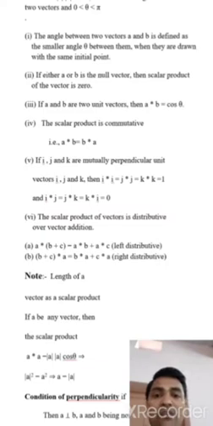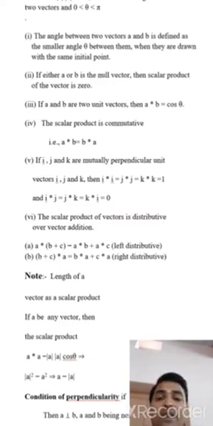Okay, now next, if either A or B is the null vector, then the scalar product of the vectors is 0. It means if A or B is a null vector, then A·B equals 0. Next, if A and B are two unit vectors, it means magnitude of A equals 1 and magnitude of B equals 1, then A·B equals cos theta.